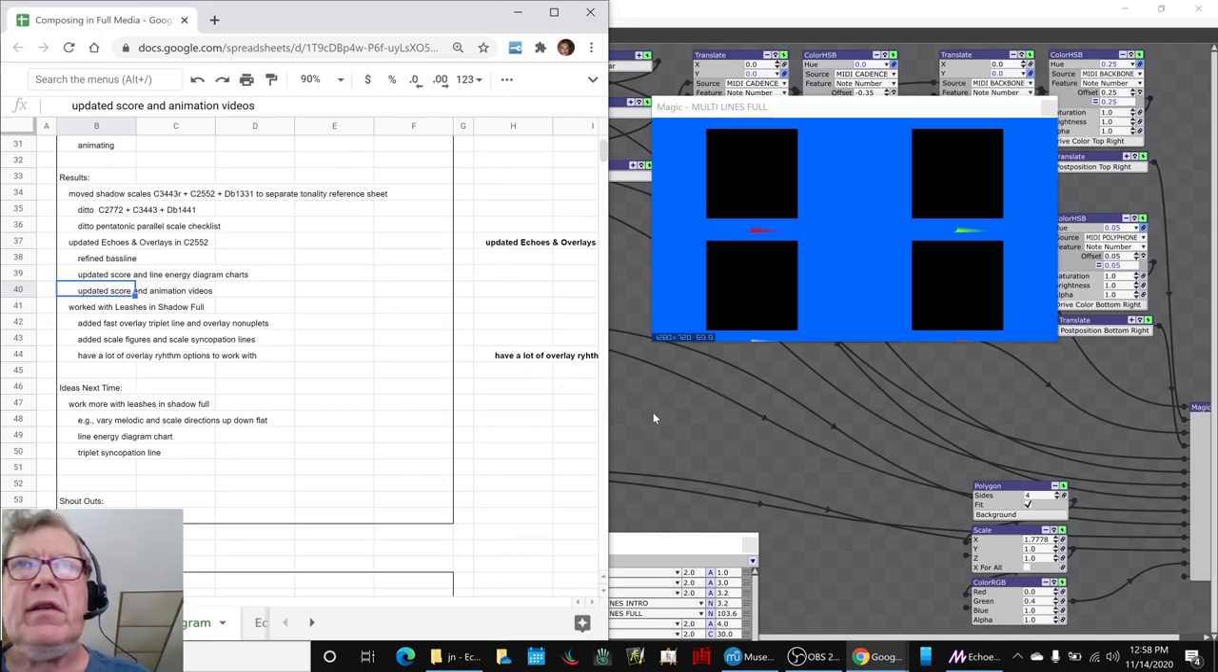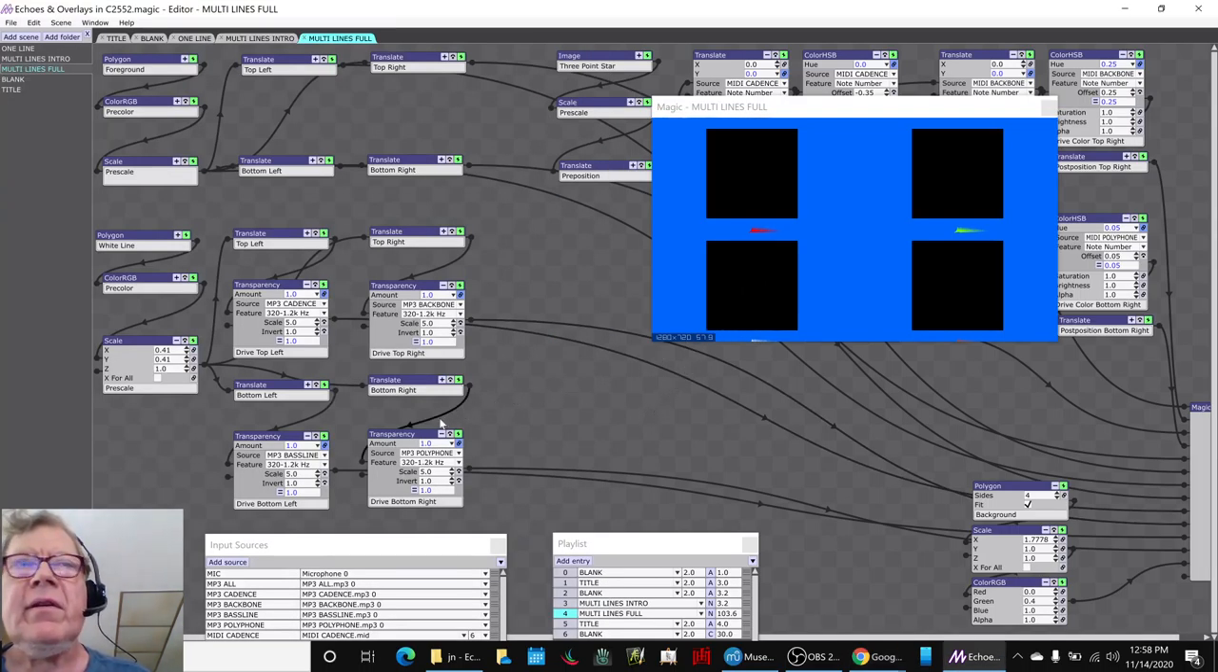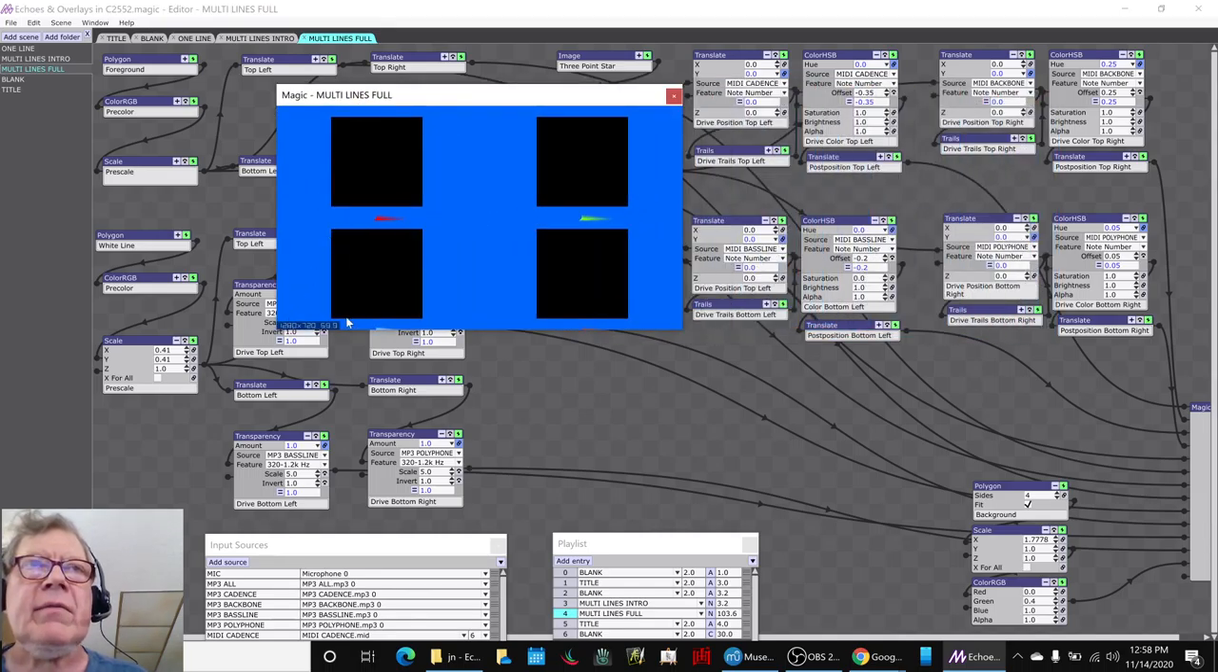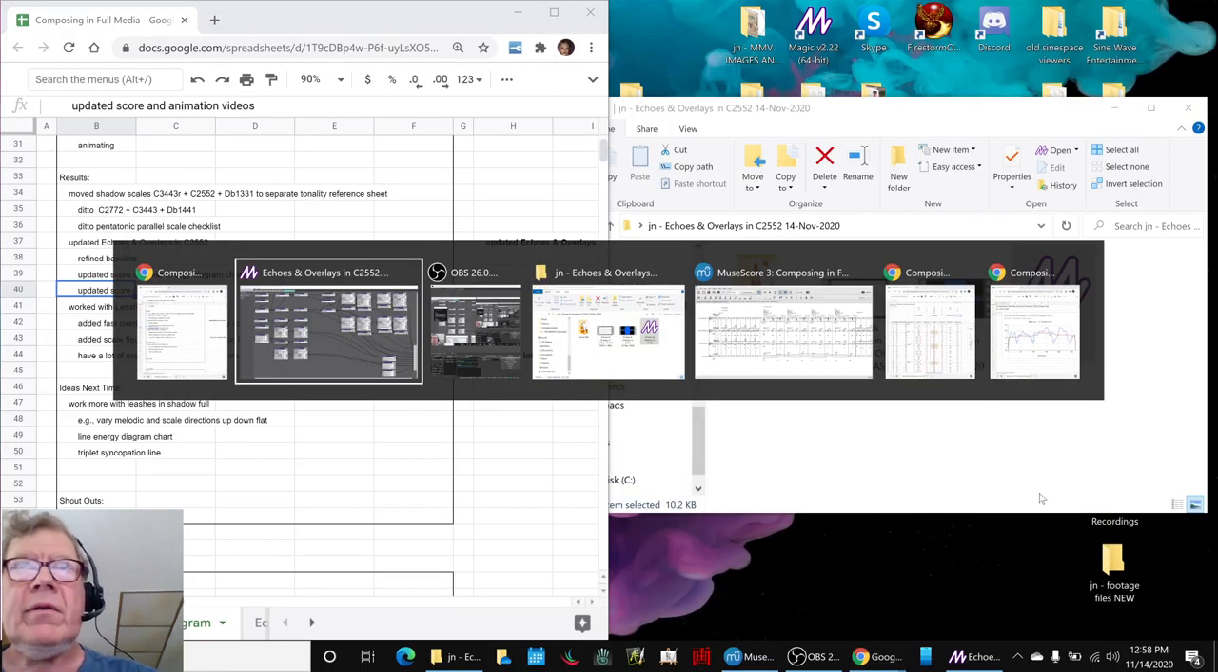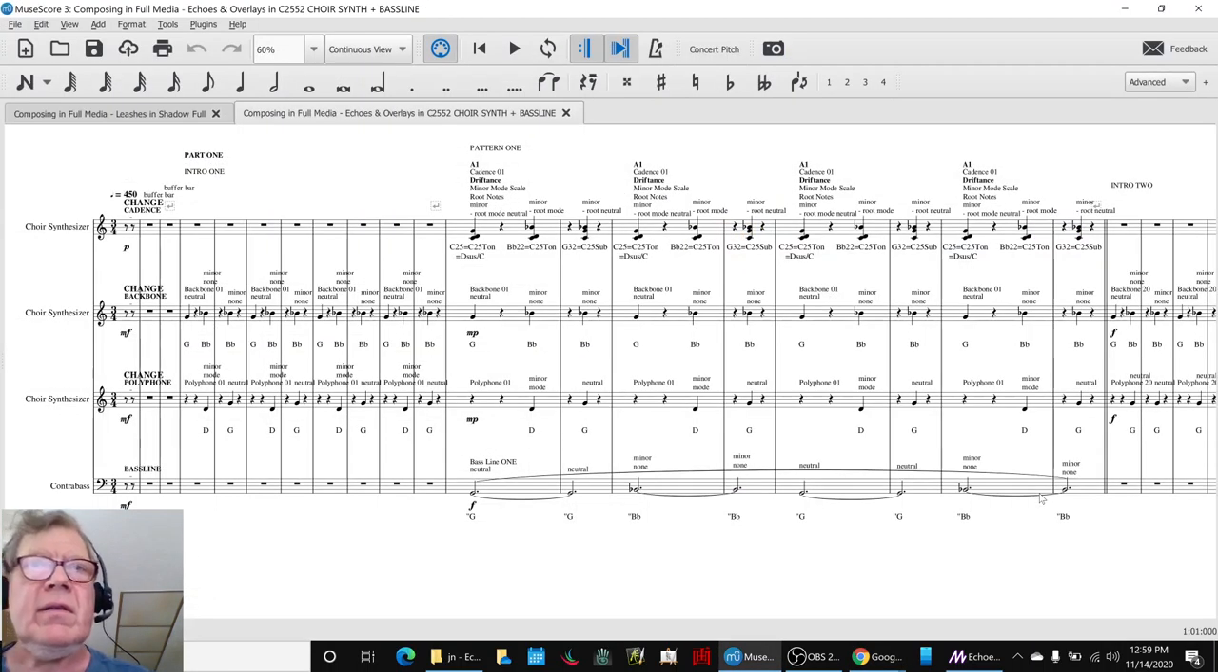So you've just seen the animation there. The bottom left, which is here, is now a new bass line. The MP3 is driving the white lines around the square, and then the MIDI bass line is driving the little white star that jumps up and down. So we did that. And the score for it looks like this.